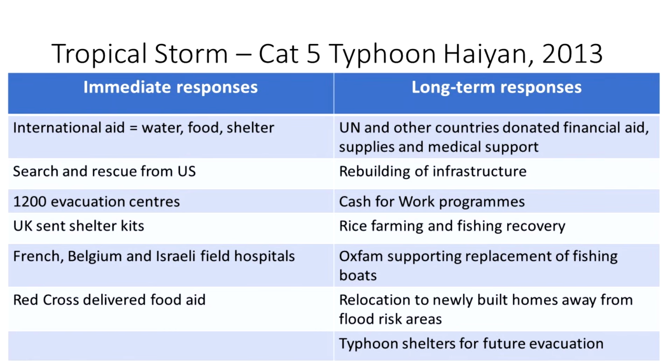We've got rice farming and fishing recovery efforts to get those businesses back on track. Oxfam supported replacing a lot of the fishing boats so people could start their businesses again. We've got the relocation to newly built homes away from the flood risk, and we've got the creation of typhoon shelters for future evacuations.